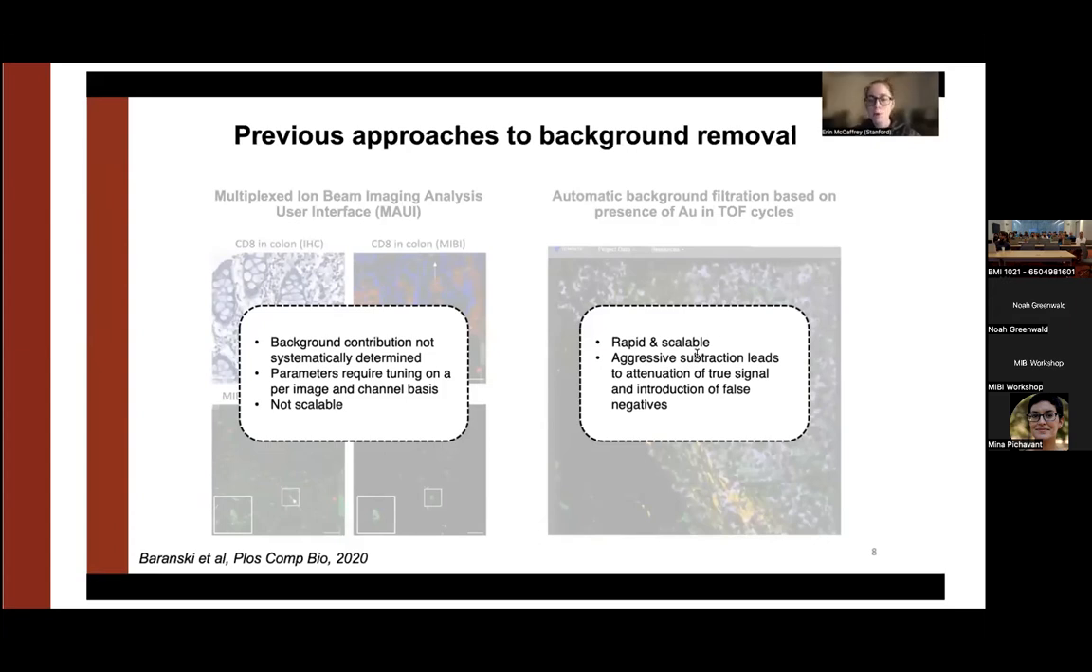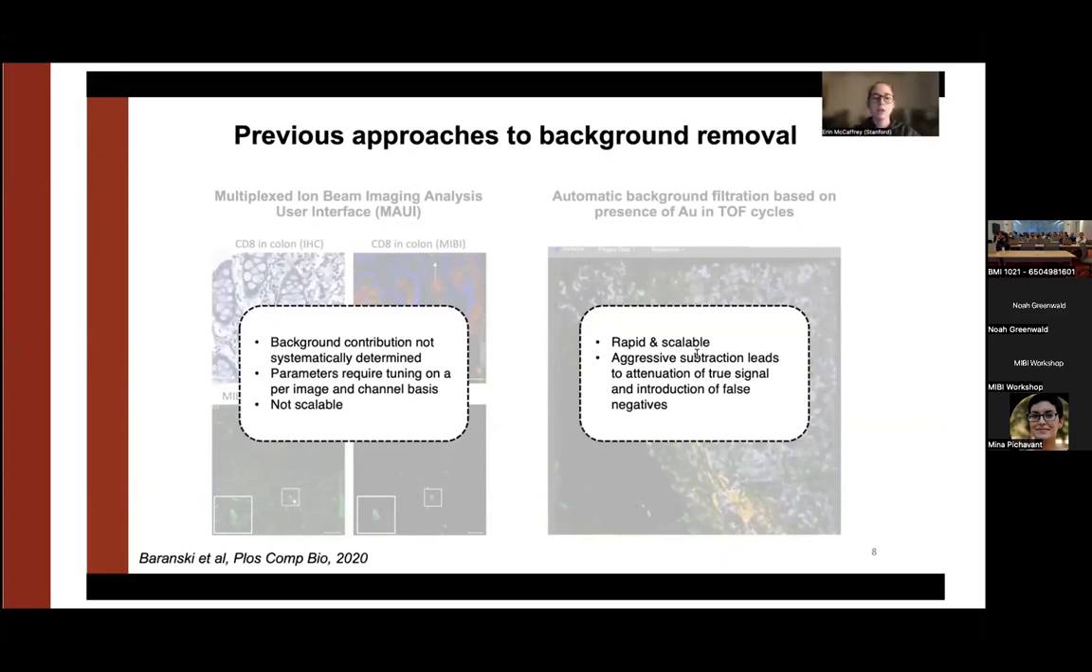To give you an example from my own work, in my first study, I collected a cohort of 30 imaging fields. For this reason, while it took a bit of time, tuning the parameters for each of these images and channels was still tractable. However, my current data set comprises 3,000 fields of view. And with a data set of this size, it's simply not feasible to expect customized tuning per image. On the other hand, while IonPath's automatic background filtration is rapid and scalable, we observe that this actually causes very aggressive over-subtraction that will lead to signal attenuation and in some cases, the introduction of false negatives.